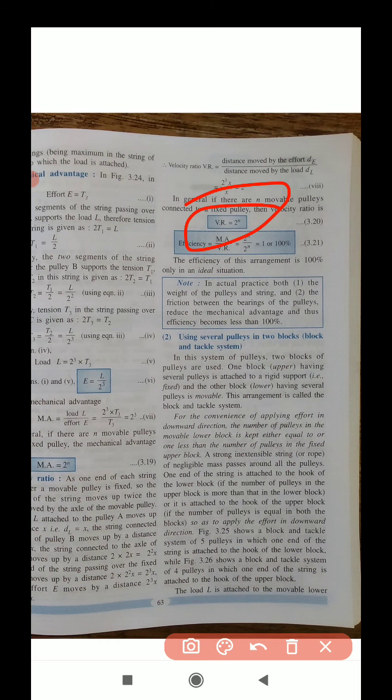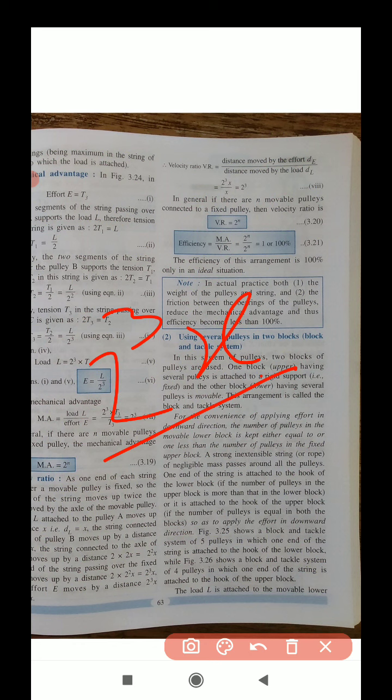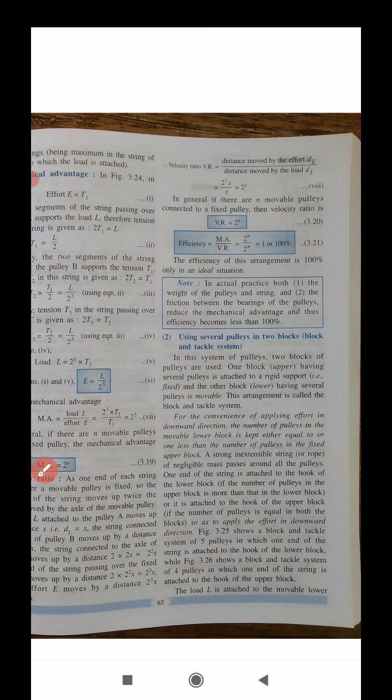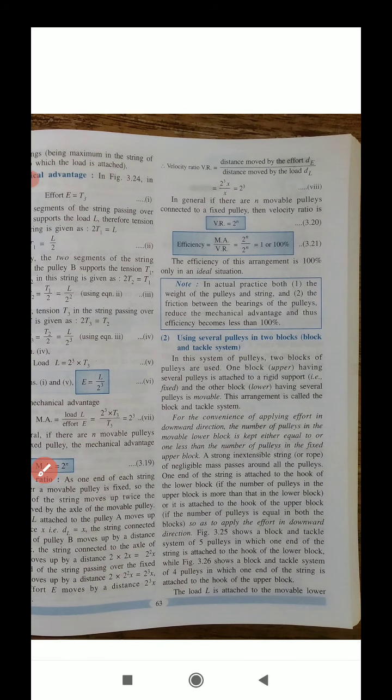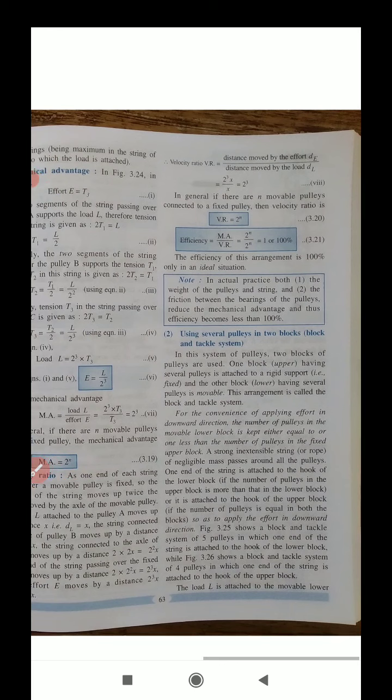You see velocity ratio also comes to the power n. But for your understanding, I am showing here how it comes. You see velocity ratio is equal to the distance moved by the load and the effort, so 1 is to 2 cube x. Only that T is converted into x and the other will be only x. So x cancels, and that way 2 cube will be the answer.